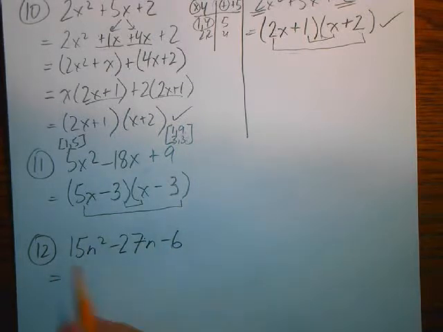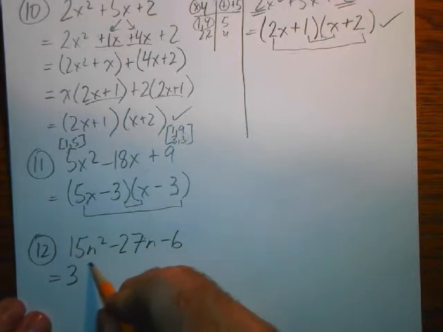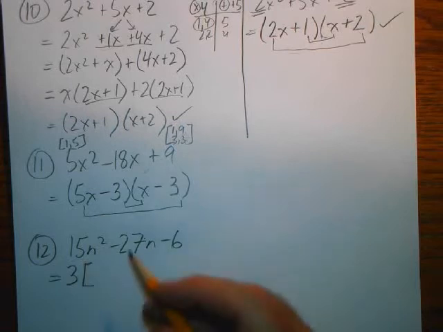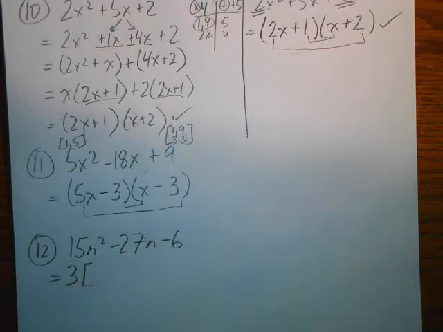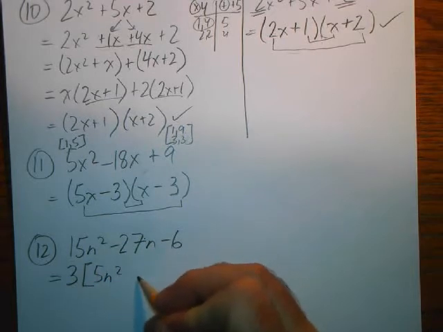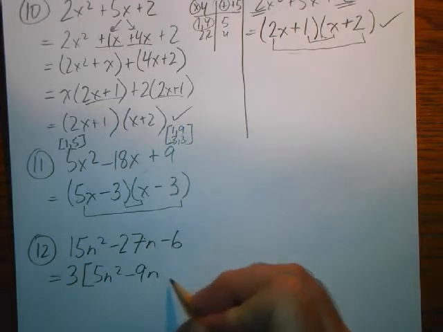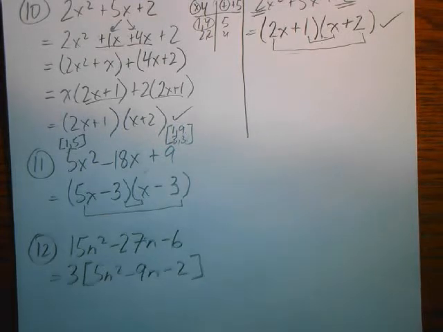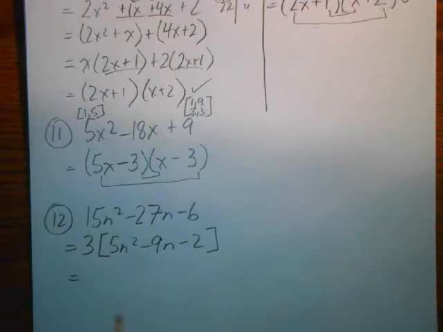Okay, so if I factor a 3 out of here, now I always use the big square brackets if I take a common factor out of a trinomial. So that's going to give me 5n squared minus 9n minus 2. Okay, now that 3 is definitely one of the factors. Don't drop it, because it would make your answer wrong.